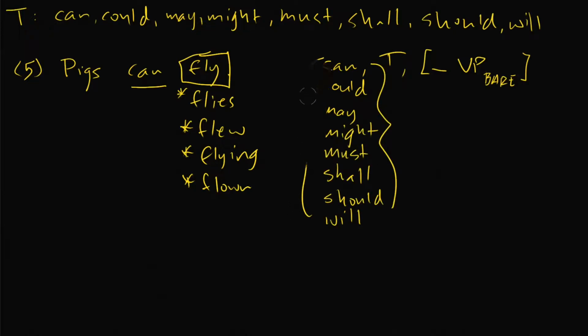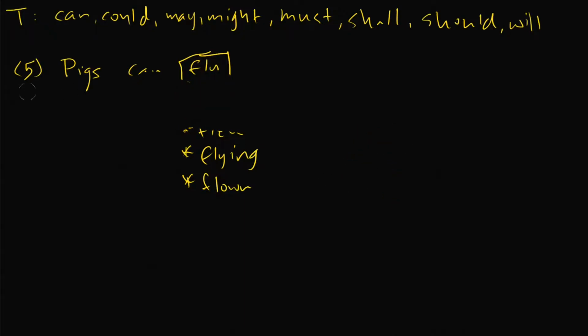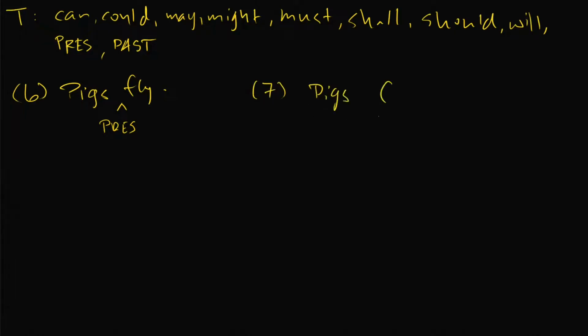Now you'll remember that there are a couple of other T heads too, present and past, and those are still T heads, so they're still part of this list, but their subcategories are slightly different. So in the sentence pigs fly, there's a silent present tense morpheme here, and in pigs flew, there's a silent past morpheme there. And the lexical entries for these T heads stipulate that they have to be followed by a verb phrase with a present form verb and a past form verb, respectively.